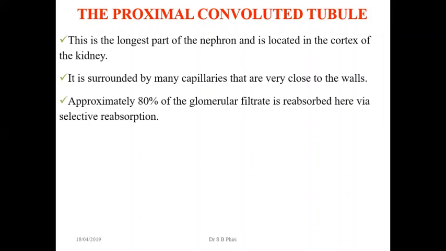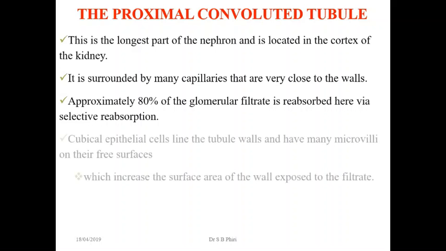Approximately 80% of glomerular filtrate is reabsorbed here via selective reabsorption. So you have channels that are responsible for reabsorption of these substances. So 80% of what is being filtered is mainly reabsorbed here in the proximal convoluted tubule. So it has a major function with regards to reabsorption of substances in the kidneys.